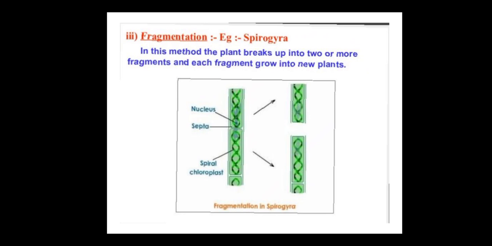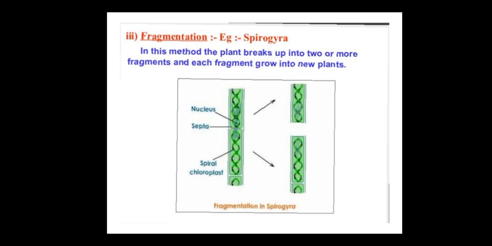Now fragmentation. In this method, the plant breaks up into two or more fragments and each fragment grows into a new plant. Now in this, a plant divides into two parts. When it breaks, the fragments again grow into two new plants.